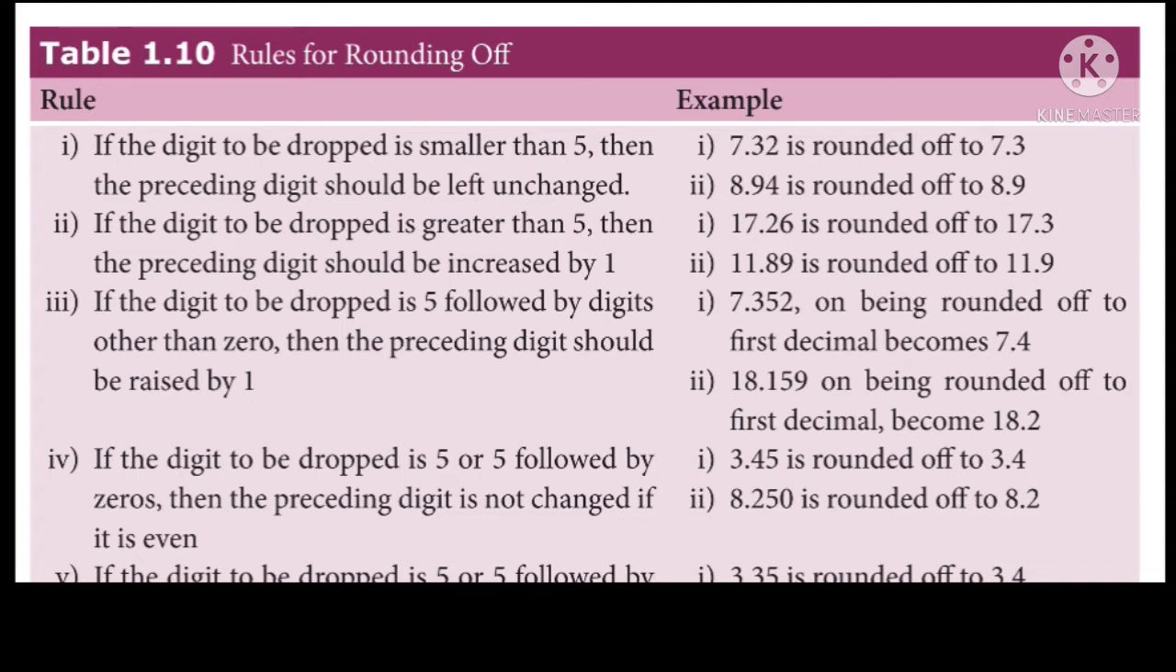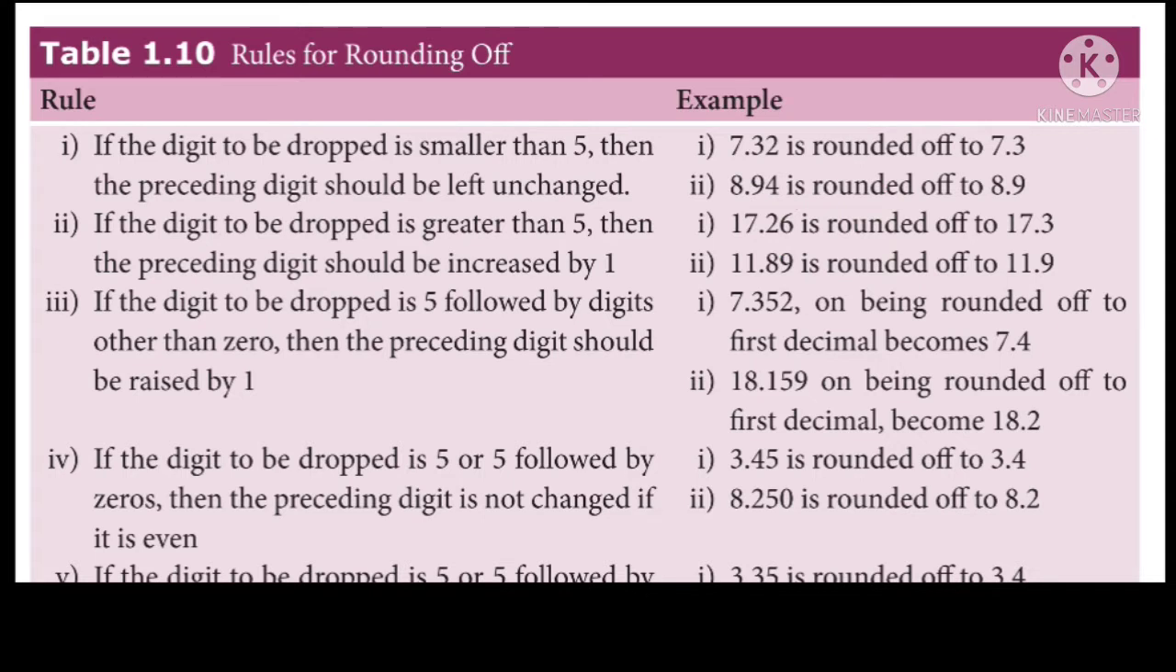Okay, see the next rule. If the digit to be dropped is greater than 5, then the preceding digit should be increased by 1. Look at the example 17.26. In this number, the least significant digit is 6. This 6 is greater than 5. So when the number is greater than 5, we have to increase the preceding digit by 1. So the answer will become 17.3.